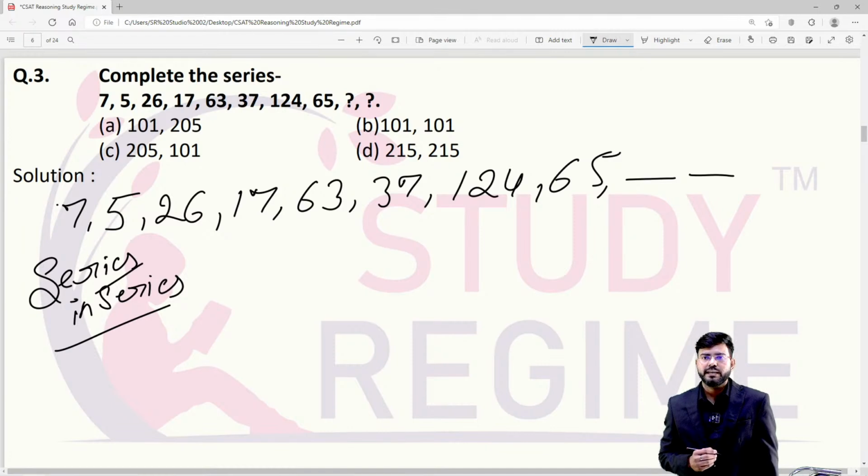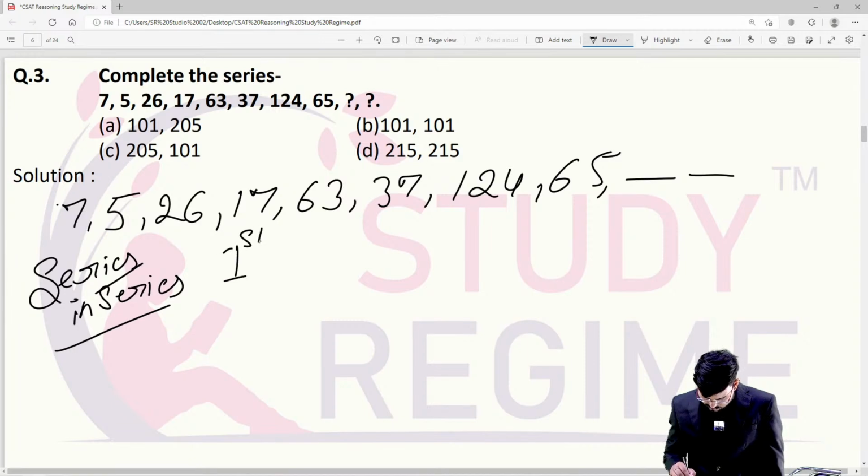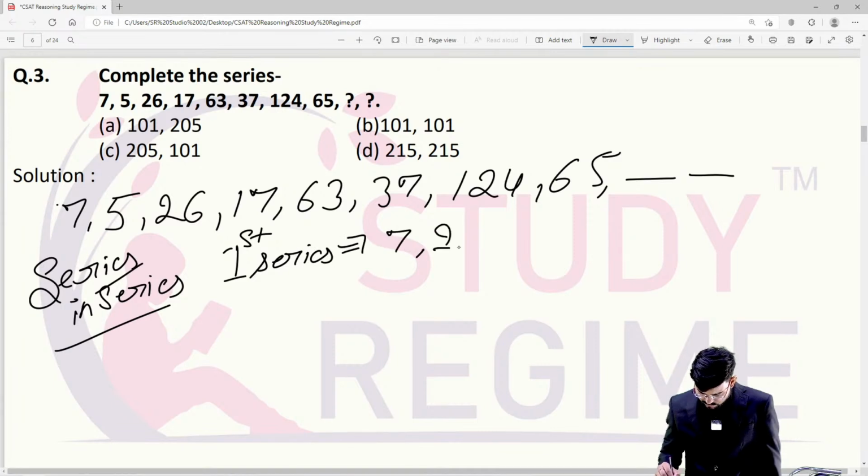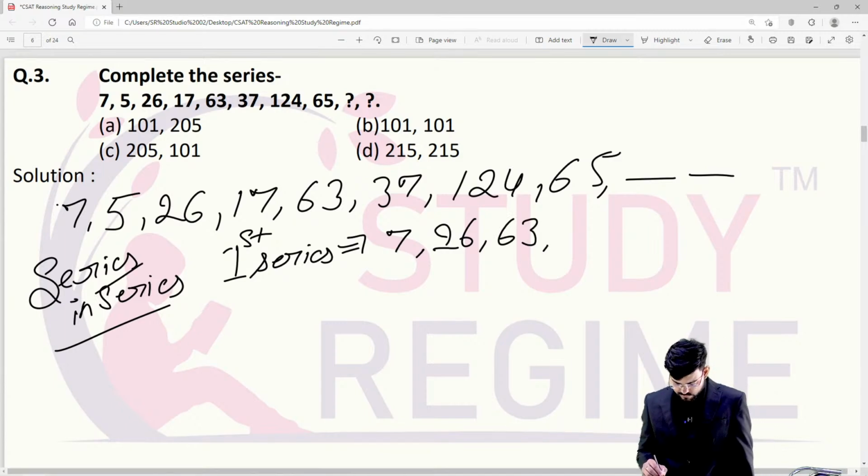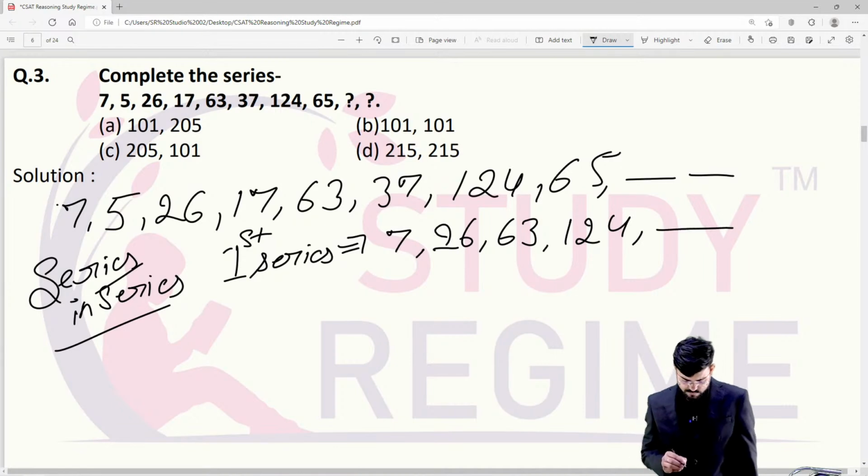This is a question of series in series. So we have to find the series. There are two series in the question. Let me take it out. The first series is 7, 26, 63, 124 and the missing term.